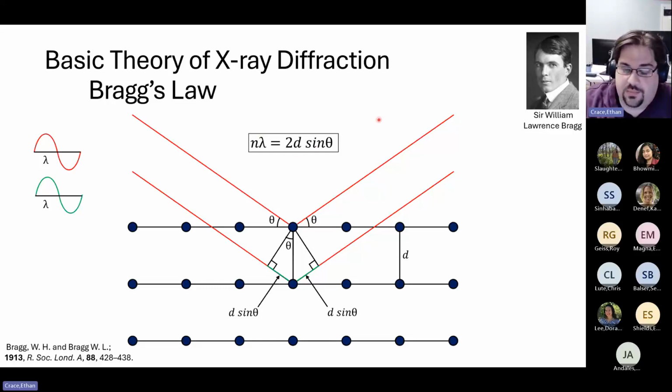This gives us a very simple relationship between the planes of atoms in our sample, the wavelength of X-rays that we're using, and the angle that we can actually control in our experiment. Just to note as we continue, most of the time in experiments, we don't measure theta, we measure 2 theta, so don't be tripped up by that as we go along.